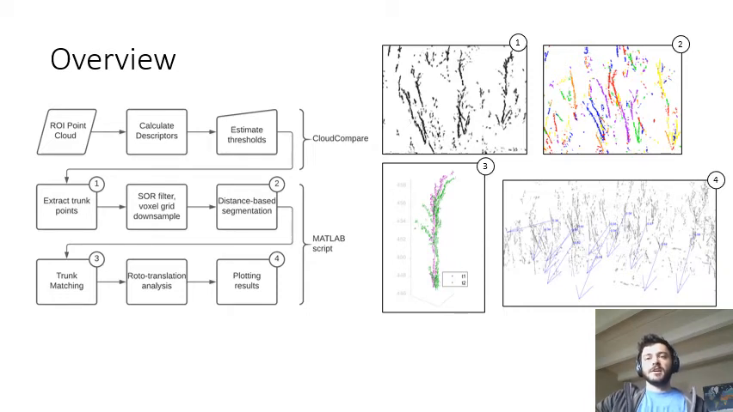Third, we match corresponding tree trunks through time. So in this case, the same tree is matched between two different terrestrial LiDAR scans at two different times. And then from that, we use this thing called rototranslation analysis to calculate the rotation and movement of that tree over time, which is given as an indication of the movement and failure mechanisms of the landslide itself.